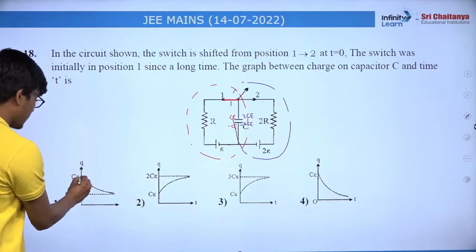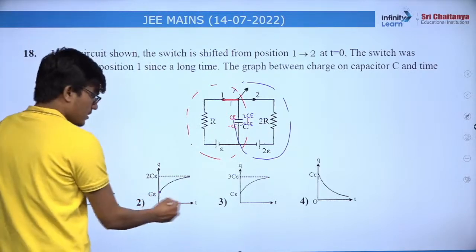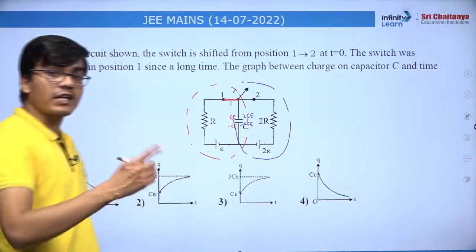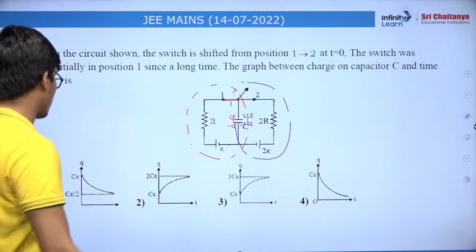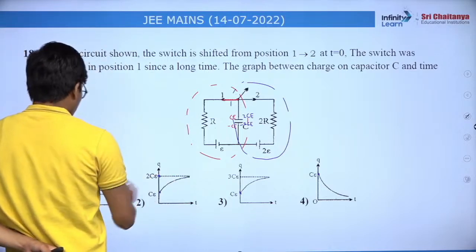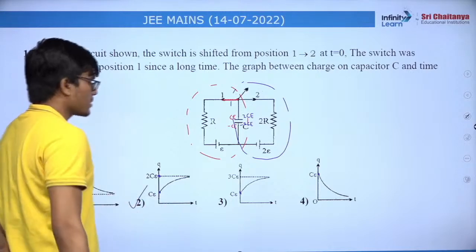Initially the charge is CE here. This can be right, this can also be right, this can also be right, but finally the charge should be 2 CE only. That is only in this option. So the second option is the right answer.